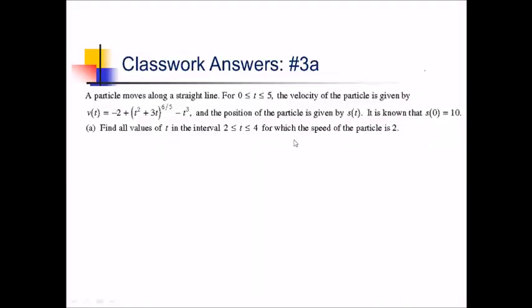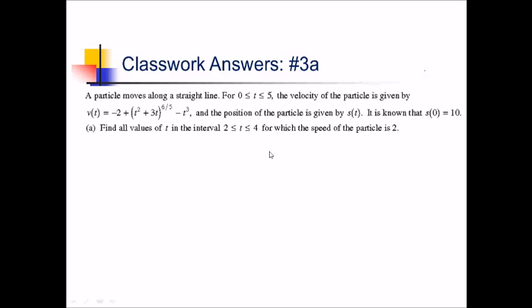For this problem, we have a particle going along a straight line, and between times 0 and 5, our velocity is given by this v of t function. And the position is given by s of t, and we know that s of 0 is 10. So for the first part of this problem, we want all the values on the interval from just 2 to 4, for which our speed is 2.